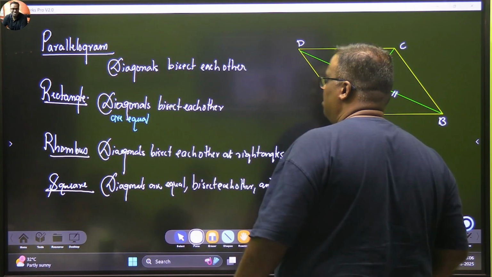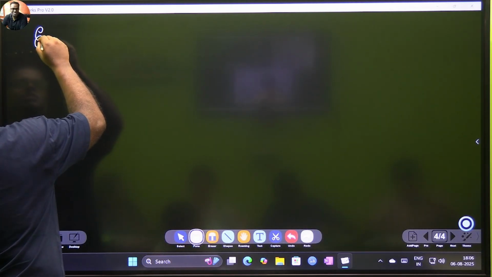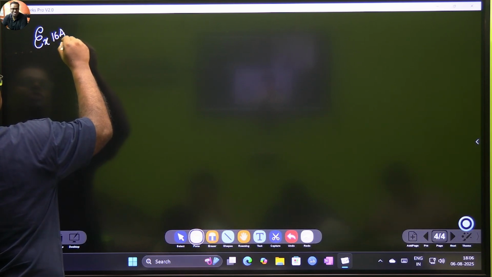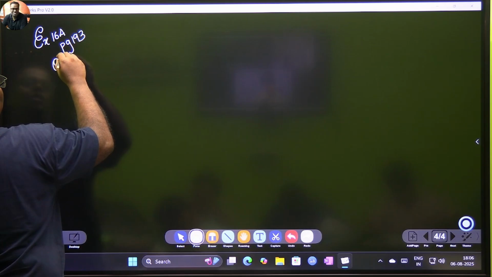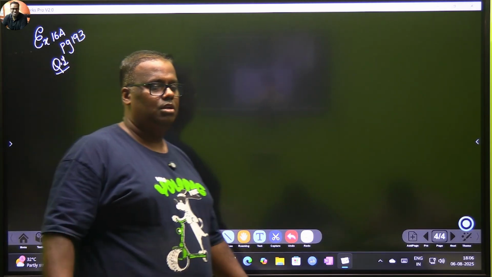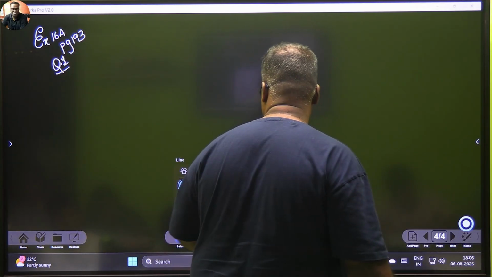Okay, let's do question number 1. Mishka, can you read the question for me slowly, softly? What is the page number? Okay. Page number 193. Question number 1. You read and see how I make it. ABCD is a parallelogram. Very good.